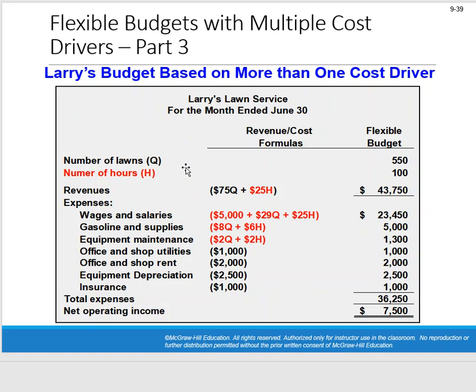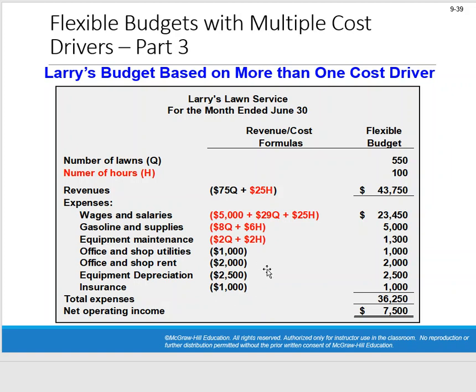So here's what Larry's done. We still have numbers of lawns, which is Q, and then we're adding in numbers of hours, H. So his new revenue formula is going to be 75Q plus 25H. And then his wages and salaries, gasoline and supplies, and equipment and maintenance formulas have all been updated to factor in our two different cost drivers. And then still all these expenses down here are fixed.